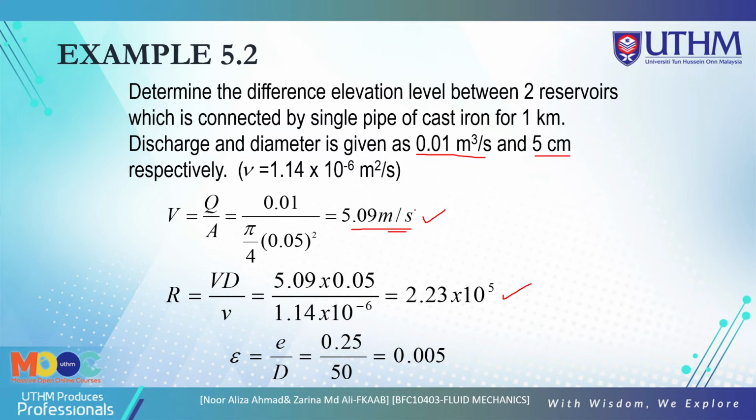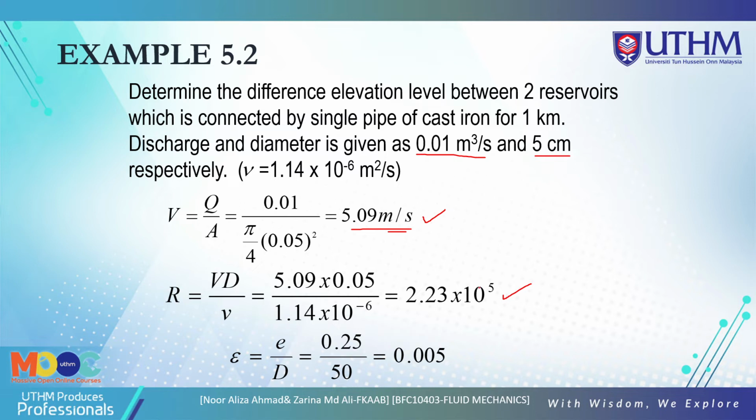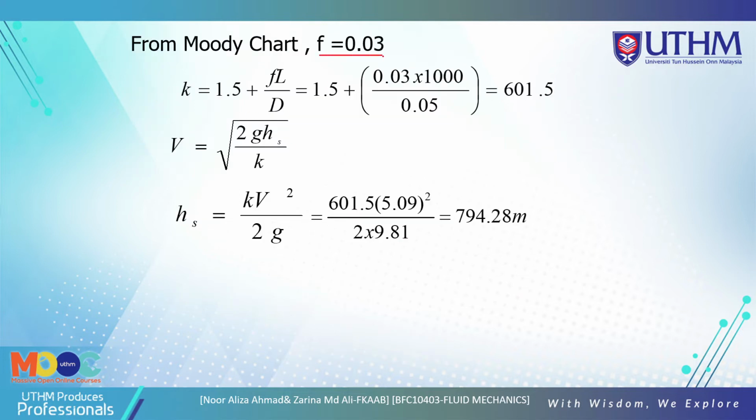So why must you find the F? Because in HF, you must also have the FL. That's why you must refer to the Moody chart. The relative roughness, E over D, is 0.25 divided by 50. The diameter is in cm, but convert to mm, so you get the value of 0.005. Refer to the Reynolds number and 0.005 in the Moody chart, so you get F is 0.03.